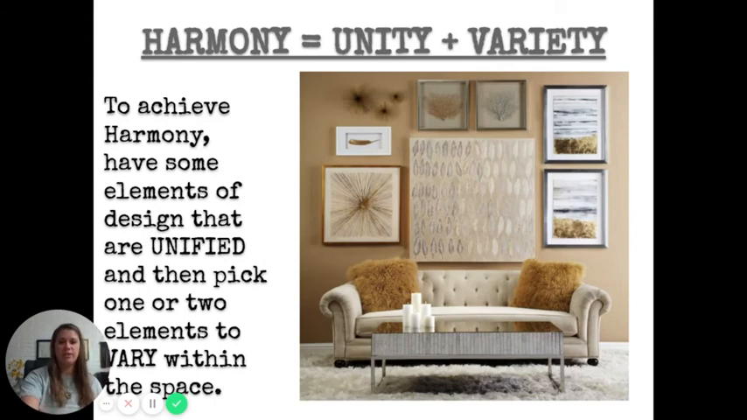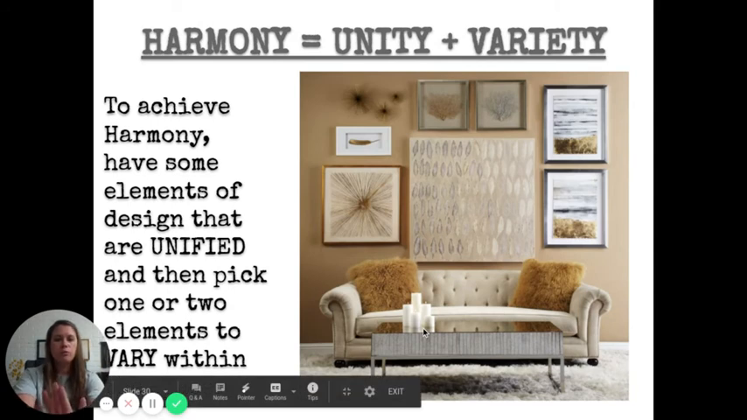This picture right here is a great example. To achieve harmony, have some elements of design that are unified, and then pick one or two elements to vary within the space, so that it's not perfectly unified. And if you lean towards variety, then you should tame it back a little bit, and that's how you achieve a perfect harmony. Now, you don't have to achieve a perfect harmony. That might not be your style. It's not a requirement all the time, but you may want to if that's what your client or you are looking for.